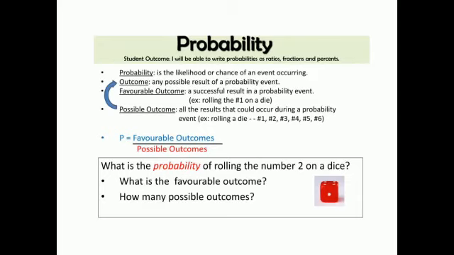How can we write the probability of outcomes? You can see what the favorable outcomes are and what the possible outcomes are. For example, what is the probability of rolling a number 2 on the dice? What is the favorable outcome? That means which number is asked to find out. That is 2, so you will get one face. How many possible outcomes are there? There are 6 outcomes. So this is 1 by 6.